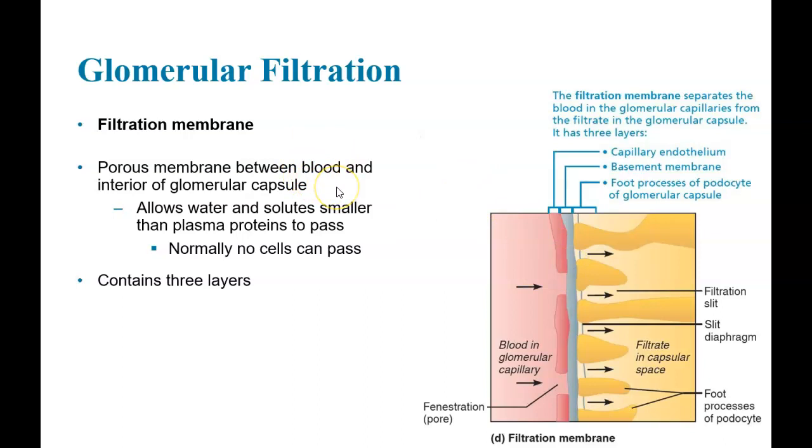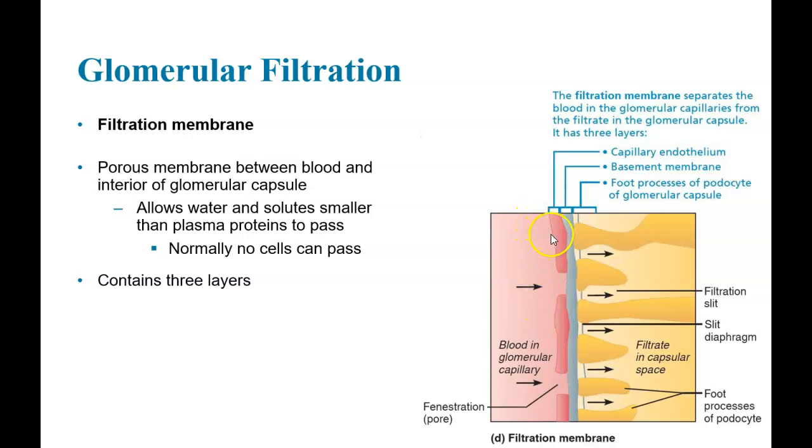So there's the filtration membrane. It's a porous membrane between the blood and the interior glomerular capsule. This allows for water and small solutes to pass, but it doesn't allow for the red blood cells to pass. And it contains three layers.